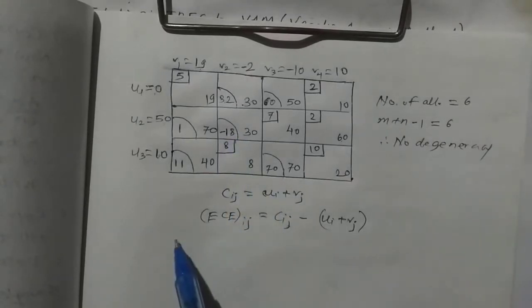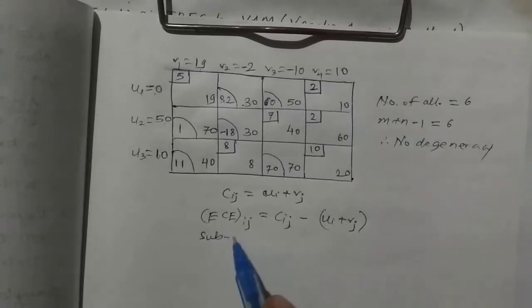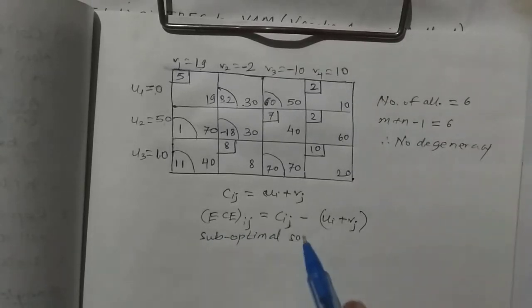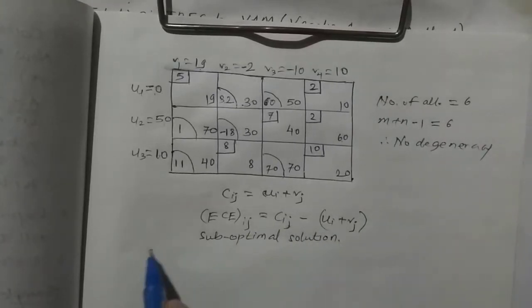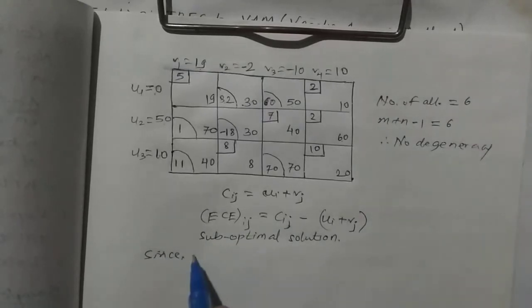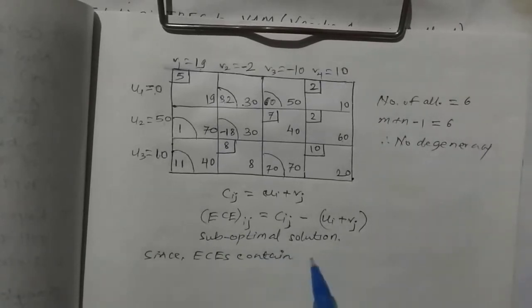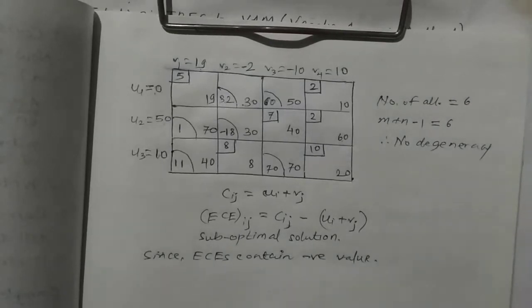So this is a suboptimal solution. This is a suboptimal solution since empty cell evaluations contain a negative value. So therefore this is a suboptimal solution.